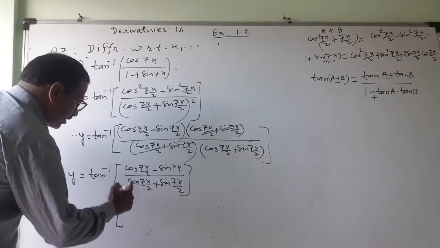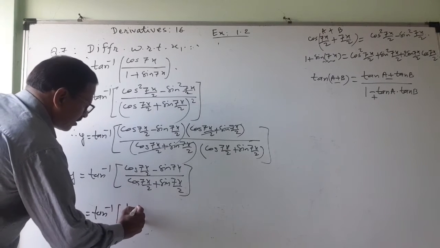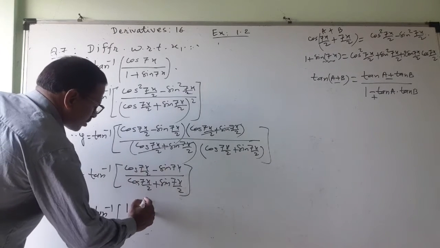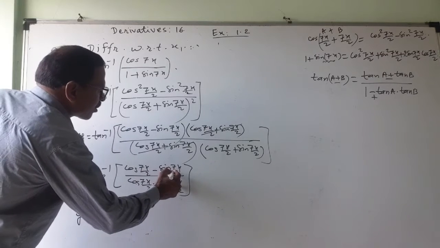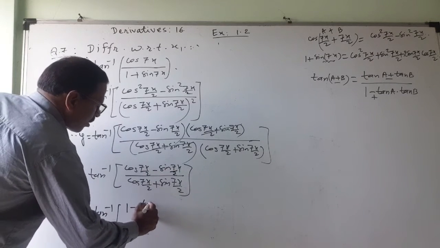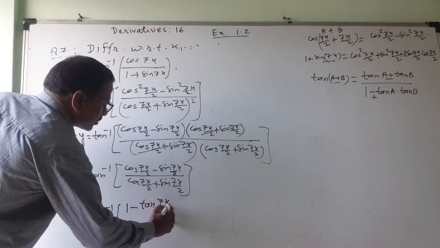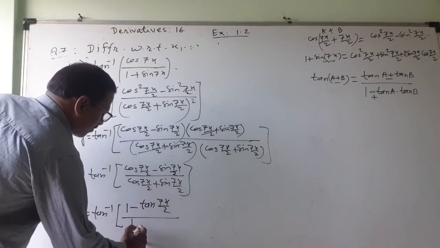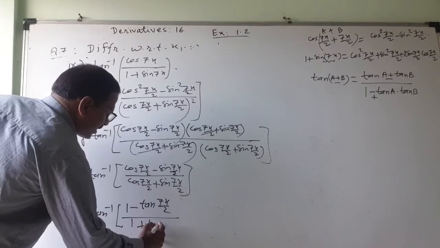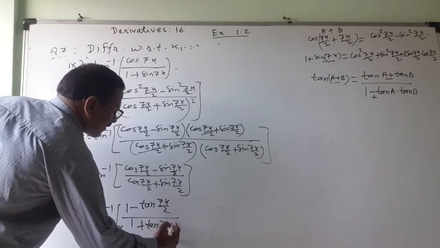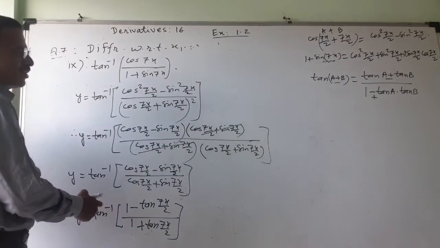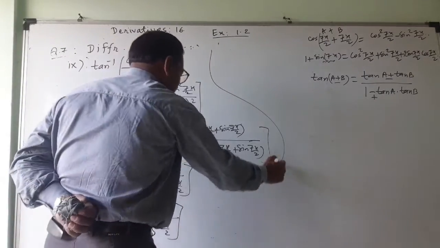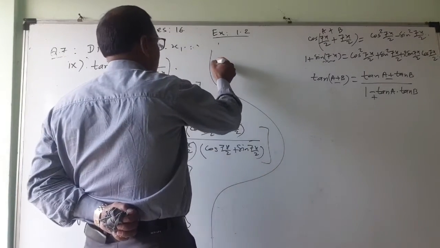So dividing this will become 1 minus sin upon cos will be tan. Here again I am forgetting these two. Tan of 7x by 2 upon, here it will be 1, here will be plus tan of 7x by 2. Now this is the expansion of tan of pi by 4. I will write it. In the earlier sum I have not written.